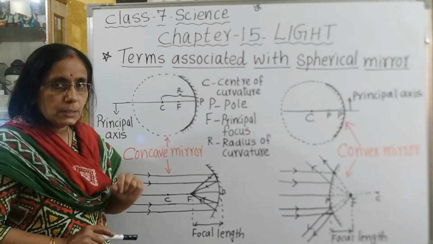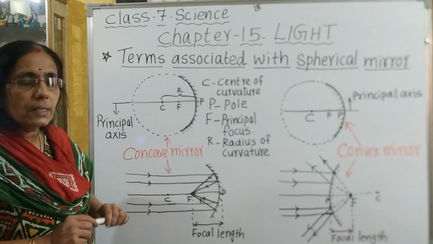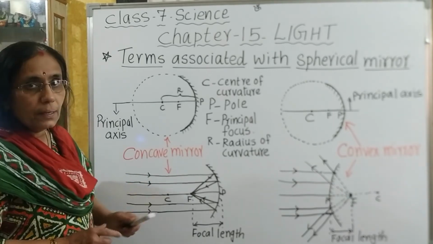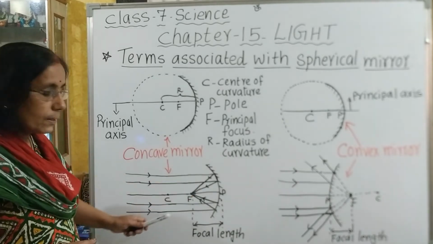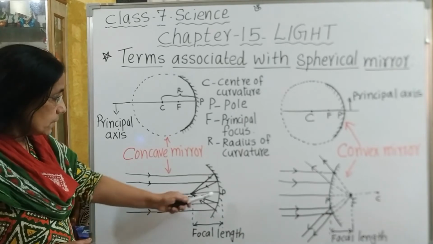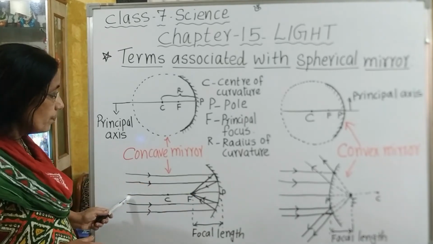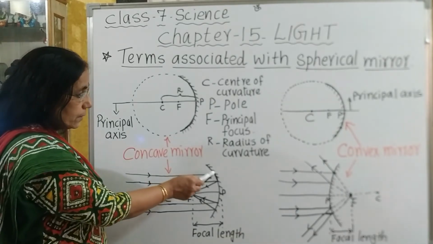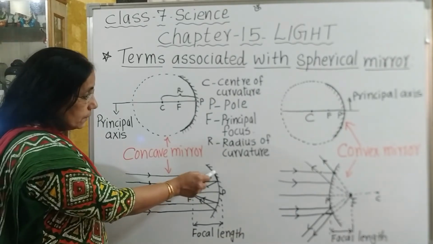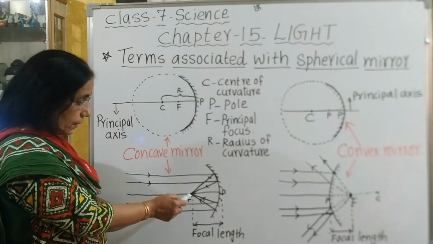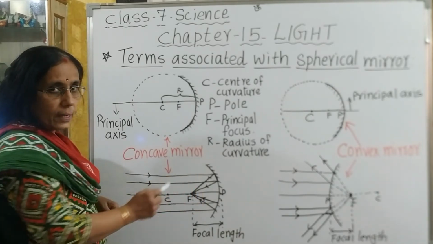Now to get the principal focus, we have to consider the rays of light passing parallel to the principal axis. So we can represent this in diagrammatic form like this. This is the principal axis and these are the parallel rays. After reflecting from the mirror, these rays of light actually meet at a point F on the principal axis.